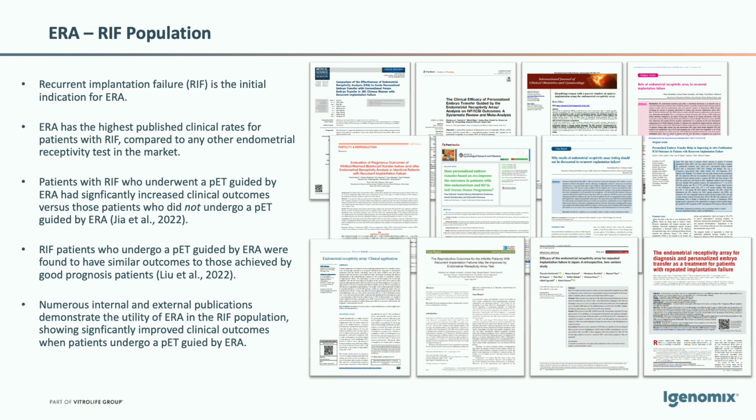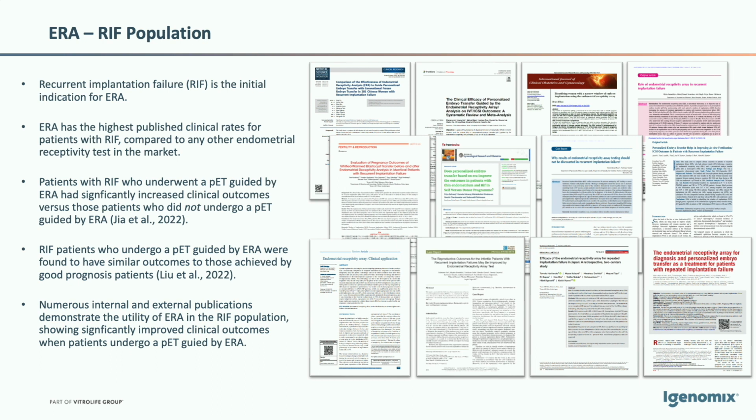As far as the use of ERA in recurrent implantation failure, I'd like to review several points. As I mentioned before, recurrent implantation failure is the main indication for the ERA test. ERA has the highest published clinical rates for patients with RIF compared to any other endometrial receptivity tests in the market. Patients with RIF who underwent a personalized embryo transfer guided by ERA had significantly increased clinical outcomes versus those patients who did not undergo a personalized embryo transfer guided by ERA. RIF patients who undergo a personalized embryo transfer by ERA were found to have similar outcomes to those achieved by good prognosis patients. So what we're effectively doing in the RIF patient population is raising their clinical outcome rates to those expected from the good prognosis patients.